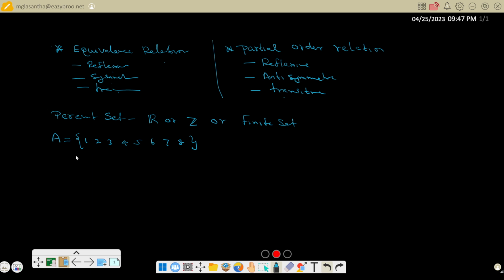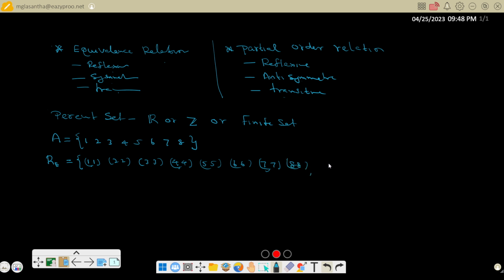Now, can you write down an equivalent relation? R is an equivalent relation. How do you write an equivalent relation? There are many equivalent relations. Equivalent relations should include (1,1), (2,2), (3,3), (4,4), (5,5), (6,6), (7,7), (8,8).